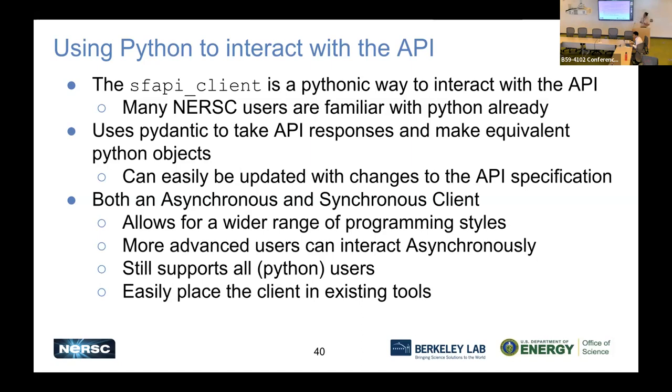So the SFAPI client library is a Pythonic way to interact with the API. We use the models that we get from Swagger to automatically generate a lot of our code using Pydantic, which is a way to pull in from a Swagger API and change that into Python classes. And it's built to be both an asynchronous and synchronous client. This allows power users who know how to write asynchronous Python code to use the client library to make a web app or something that's a little bit more responsive. But having it synchronous as well allows for a really easy barrier to entry into getting everything up and running.